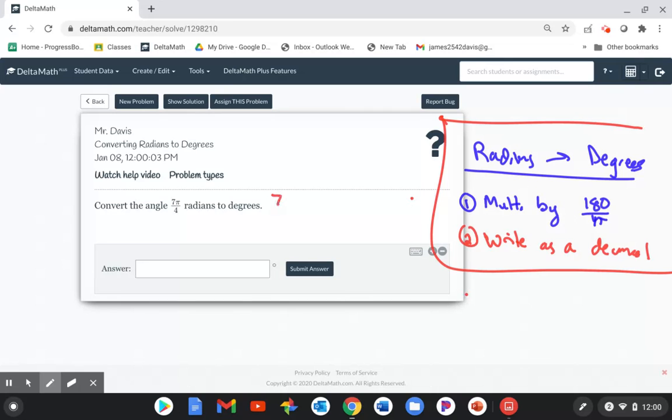Okay, so it's going to be 7 pi over 4 times 180 over pi. Just so you don't have to type this into your calculator, the pi's wipe each other out because they're on opposite parts of the fraction. So it just becomes 7 times 180, which is 1260, divided by 4, which is 315 degrees. That's it.